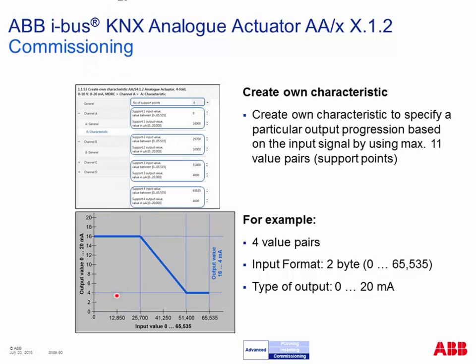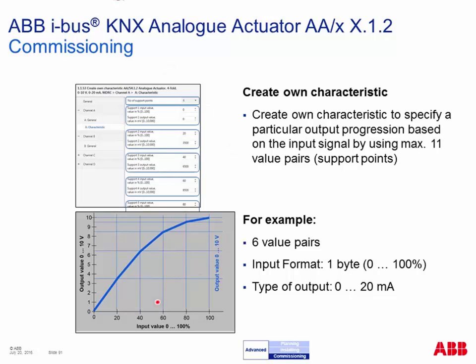Yeah. Or we can do it like this one. We also use four value pairs, and our output value should be between 20 and 4 milliamps. And when we have an input value, a 2-byte, which is unsigned between 0 and 65,000, and you need exactly maybe this kind of behavior, then our first value pair is when we have 0, it should be 16 milliamps until 25,700, and then the current goes down up to 55,400, up to 4 milliamps, and then we continuously have 4 milliamps. So we need four value pairs, this one, this one, this one, and this one. This is also possible.